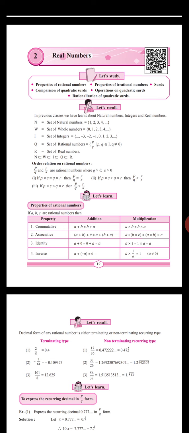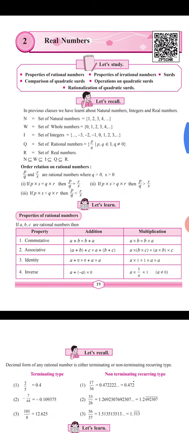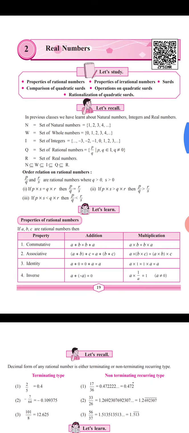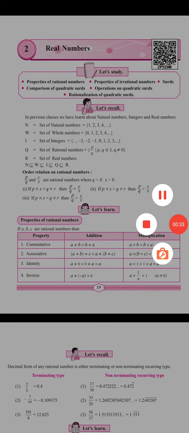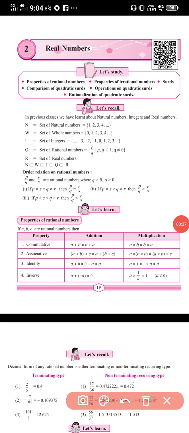Let's start. We know that N is the set of natural numbers. Next, W is the set of whole numbers, and I is the set of integers. And Q is the set of rational numbers. That is, a rational number means p upon q, where p and q belong to I.